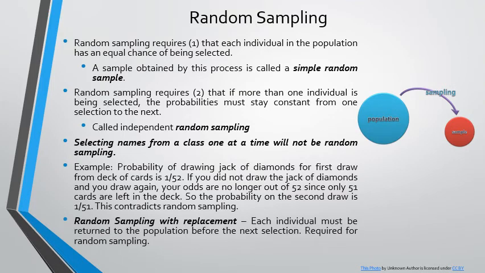So random sampling with replacement means each individual must be returned to the population before the next selection. This is required for random sampling. So in your deck of cards, if you're looking for the jack of diamonds and you didn't get it on the first draw, your probability is 1 out of 52. You have to put the card you did draw back into the deck, shuffle them back up, and try to draw a second time. Only in that way will you still have 1 out of 52, and that's where it would be random sampling. Replacement is required.